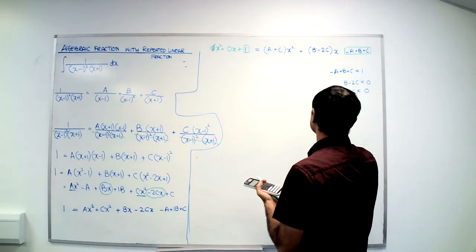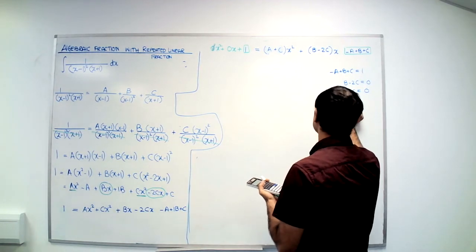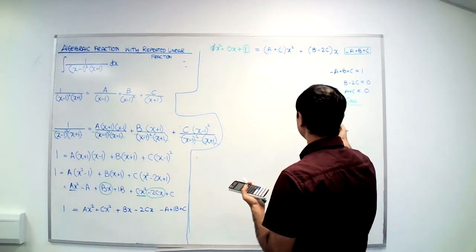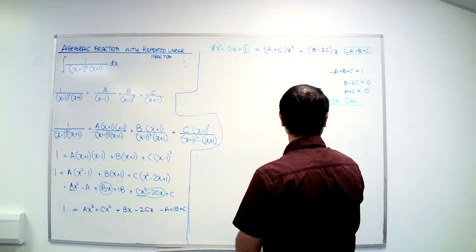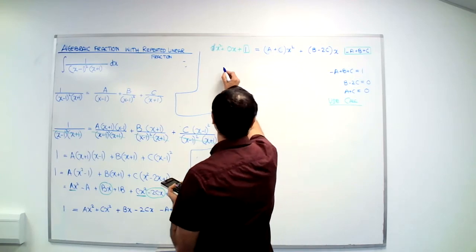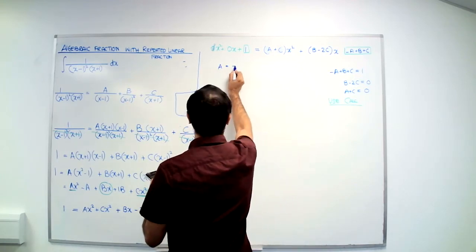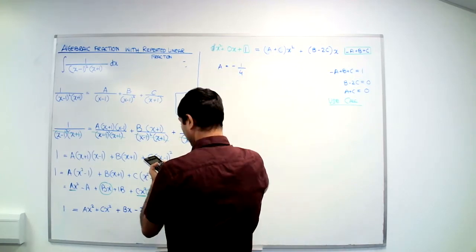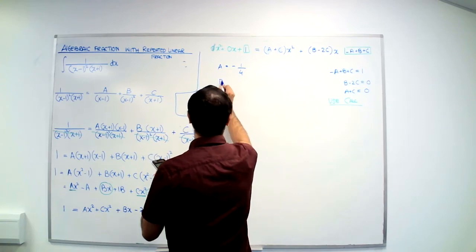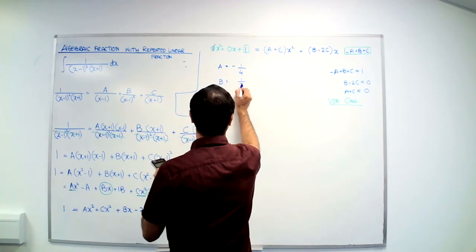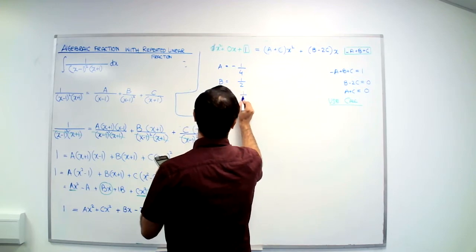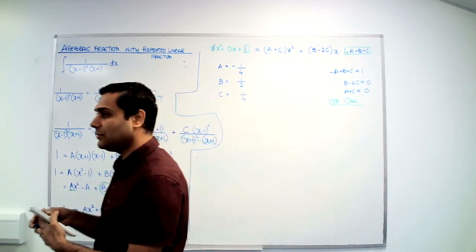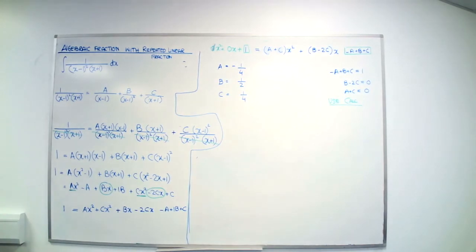You can use the calculator here. I will show you how polynomials equation. And when you solve this one, this will give you the value of A as -1/4, value of B as 1/2, and the value of C as 1/4. So you have these three values. I'll show you later how we got these values.